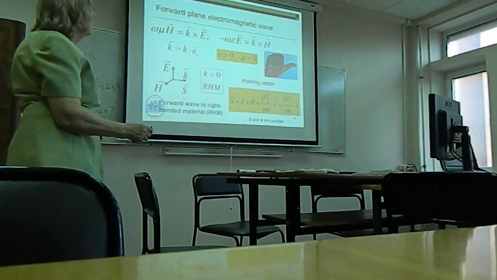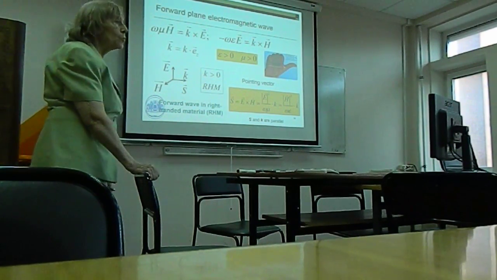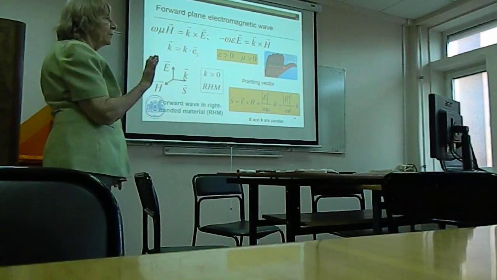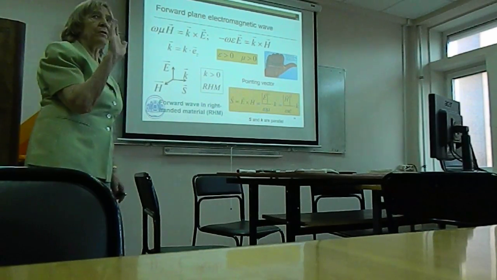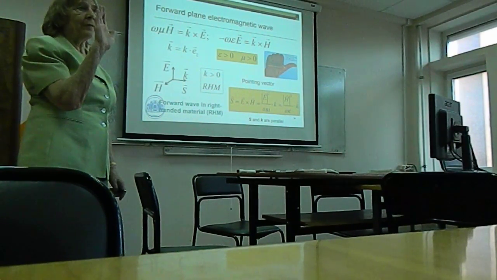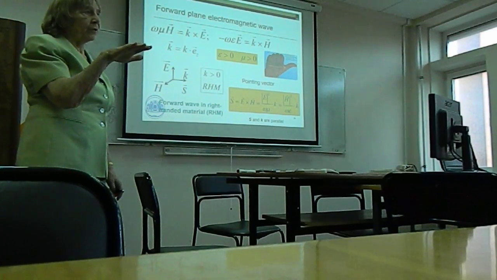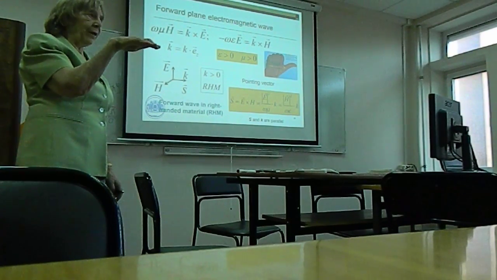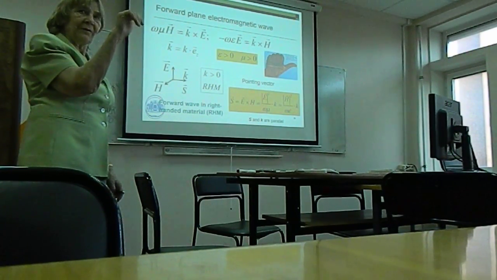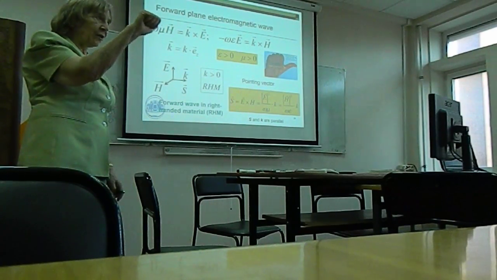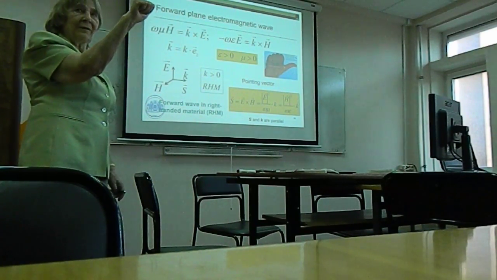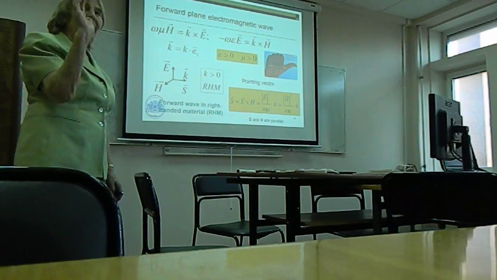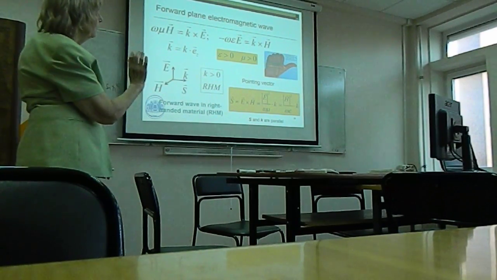And here we use the right-hand rule. What we should do? We have a vertical component of the electric field, a horizontal component of the magnetic field. When we go from E to H, we go in this direction, and this finger shows the direction of the wave. Right hand, it is shown here.